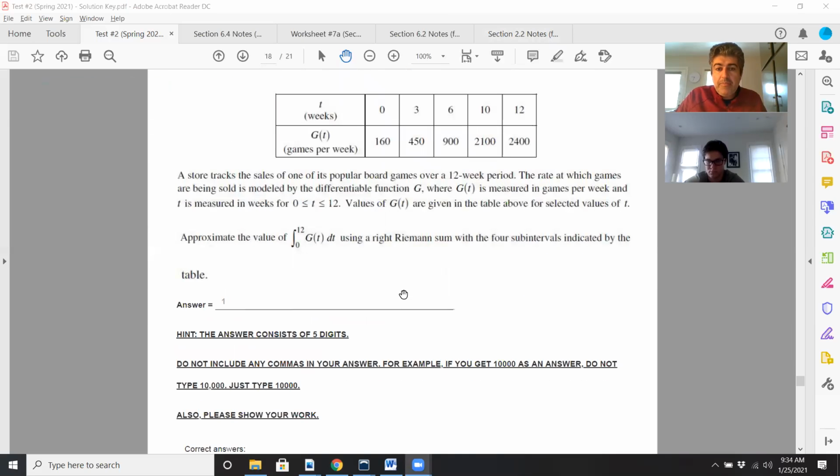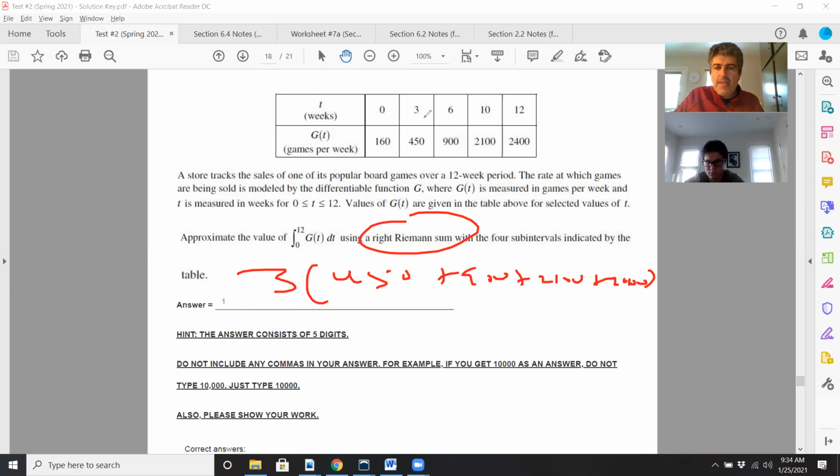It's a right Riemann sum. Interestingly, some of you guys did 3. I didn't ask for a right rectangular sum, by the way. Right Riemann sum. Again, attention to detail. Some of you guys did this 3, and then you added 450, 900, 2100, and 2400.